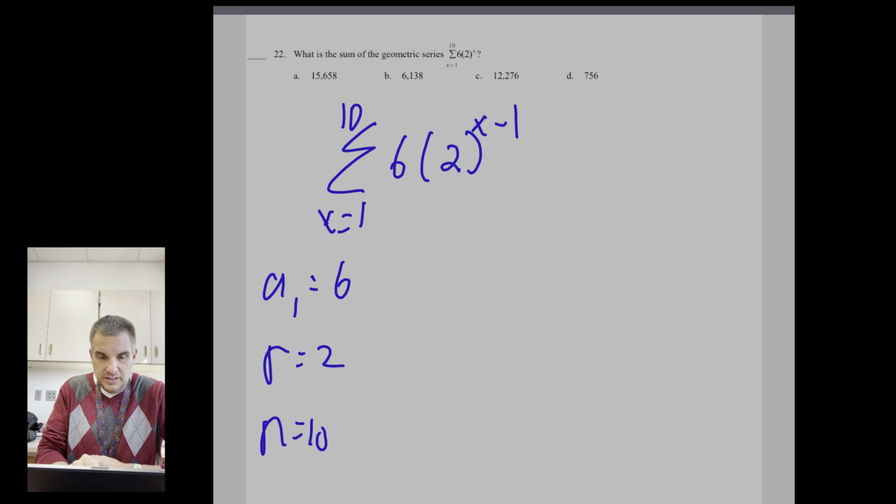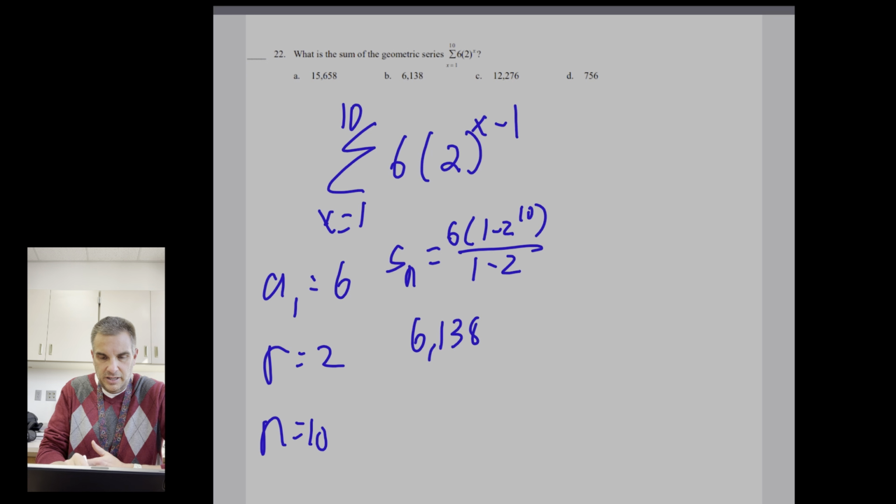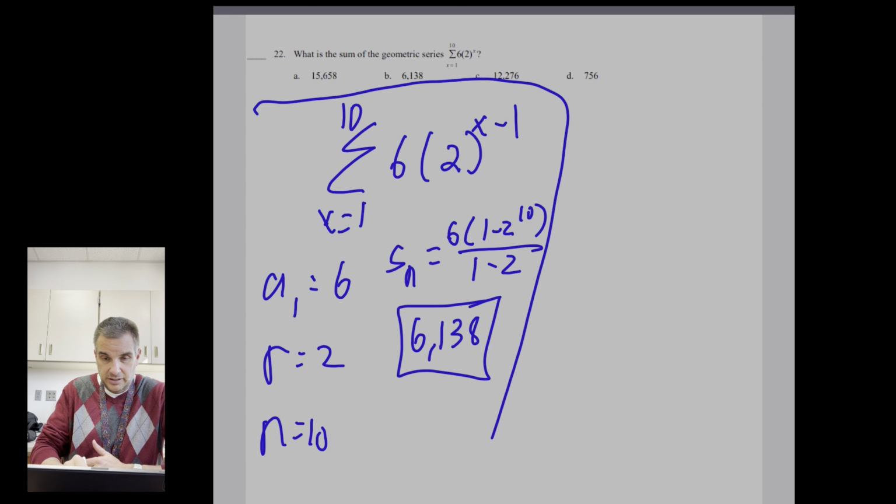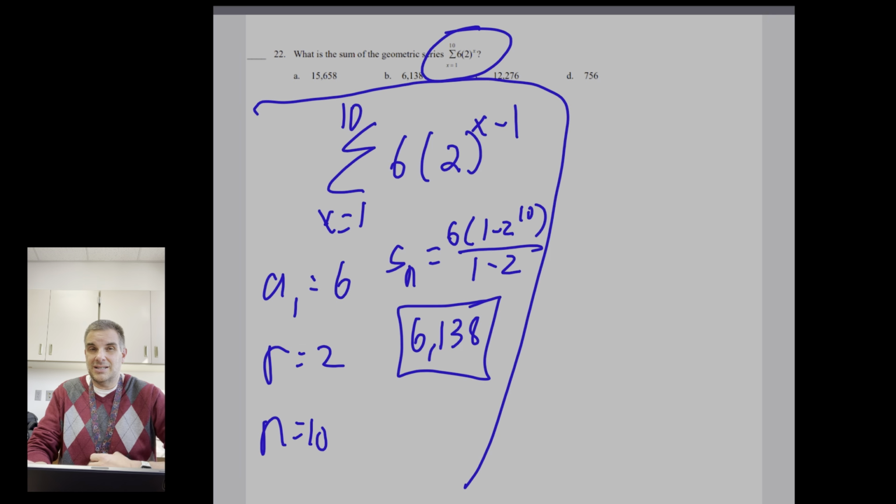So then when we solve this, we're going to find the 10th term, so S of n is equal to our first term 6 times 1 minus 2 to the 10th divided by 1 minus 2, and you get 6,138. And this is the type that we will deal with on our test. The question up here itself is a little bit different because it just says x. It doesn't say x minus 1.